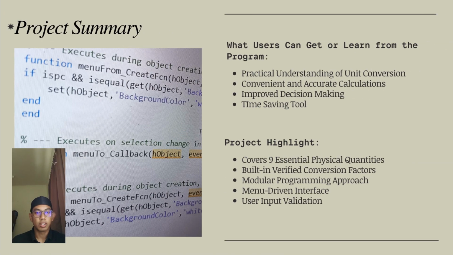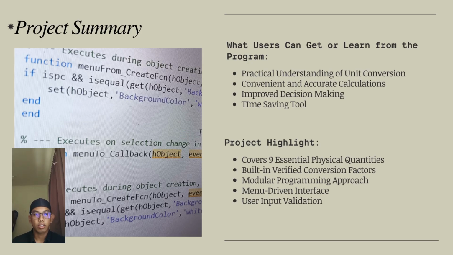So the first one is the project summary. This mini project focuses on developing a simple yet effective computer program that converts units from the United States customary to the International System of Units (SI). The program supports conversion for 9 key physical quantities, which are length, mass, density, volume, force, energy, speed, temperature, and power.